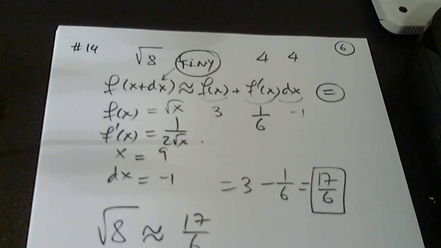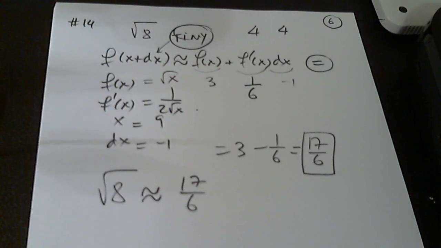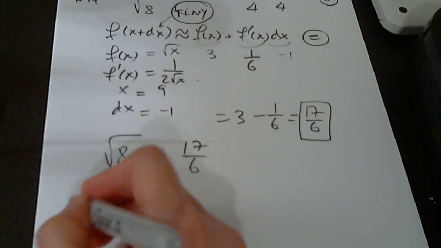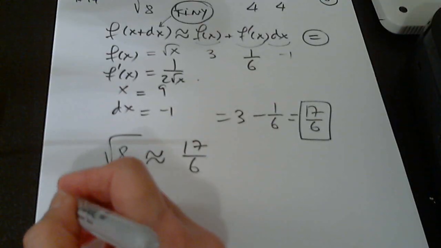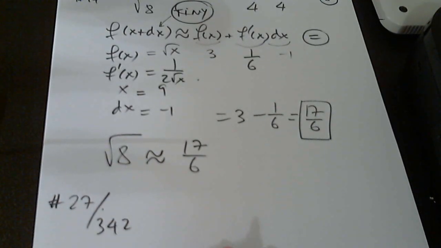Finally, we're ready to continue our adventure into marginal cost, revenue, profit, and so on and so forth. So let's look at, because last time we could not work on problem 27. Now we can, because we have what we need. So 27 and 342. Okay.